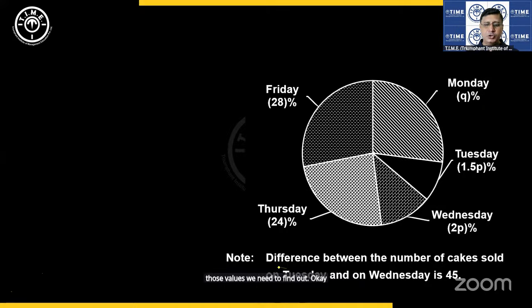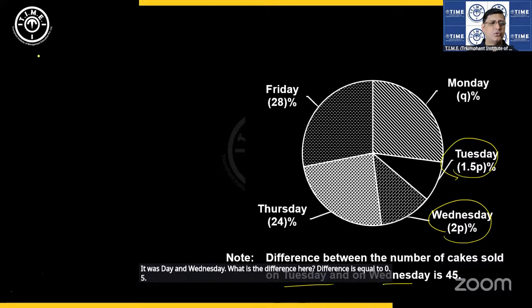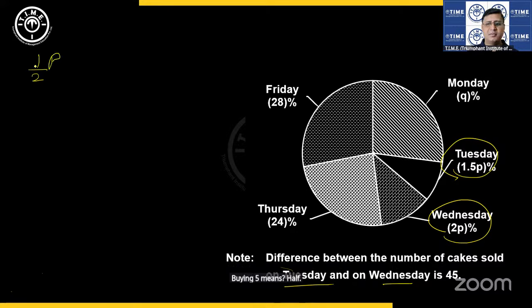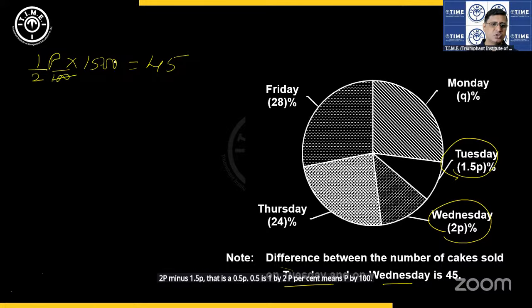Tuesday and Wednesday. What is the difference here? The difference is equal to 0.5p, that is 2p minus 1.5p. 0.5 means half. Half of P percent of 1500 is equal to 45. 0.5 means 1 by 2, and P percent means P by 100. Solving this, the zeros get cancelled. 15 goes here exactly 3 times. The value of P is equal to 6.